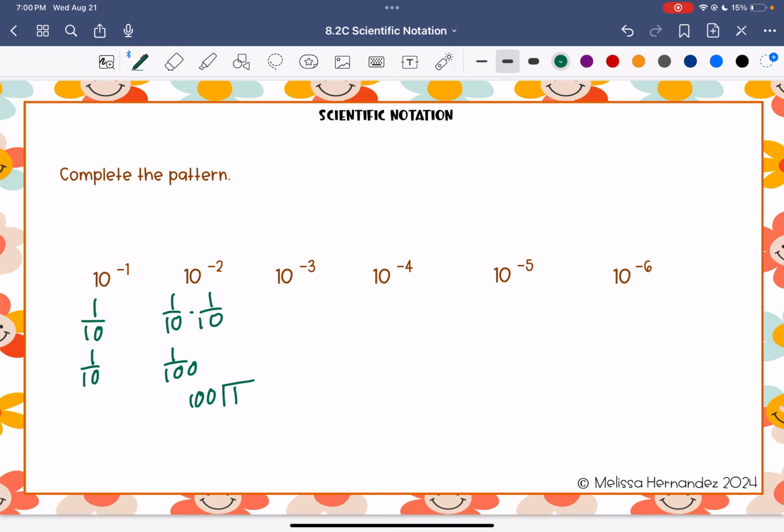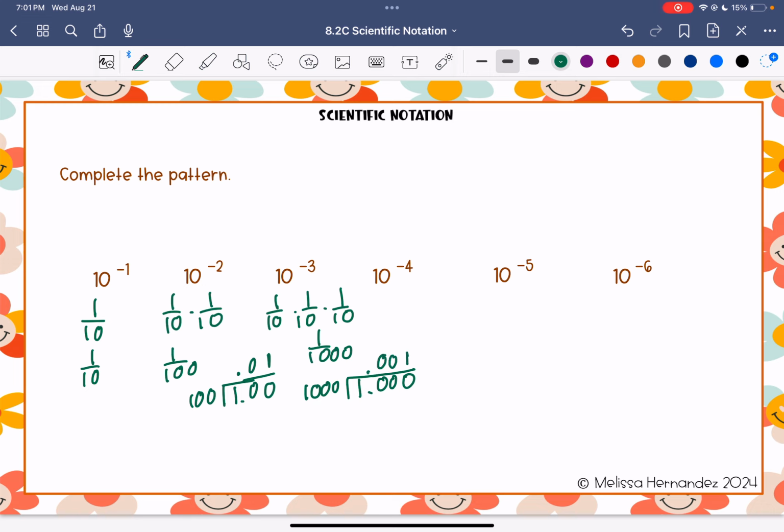If you divide 1 by 100, 100 doesn't go into 1, so you add a decimal and 2 zeros, and then 100 would go into 100 one time. Now for the next one, it's 1/10 times 1/10 times 1/10, which is 1/100 times 1/10, which is 1 over 1,000, or 1/1000th, and then you divide 1 by 1,000. 1,000 doesn't go into 1, so you have to add some zeros. Put your decimal straight through, and then the 1 goes here.